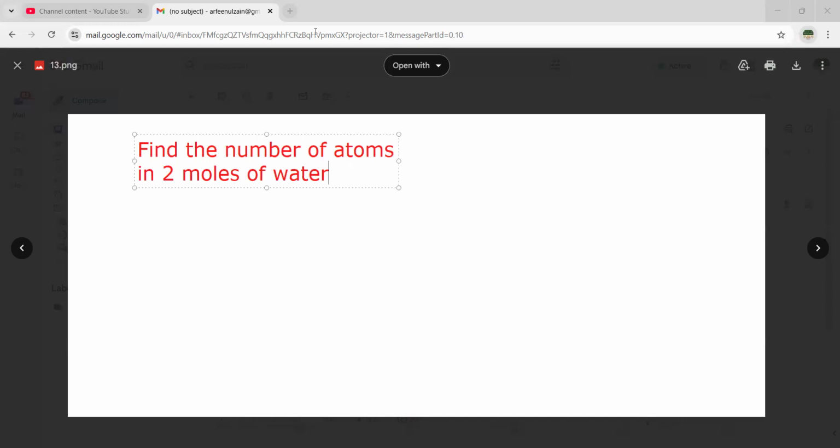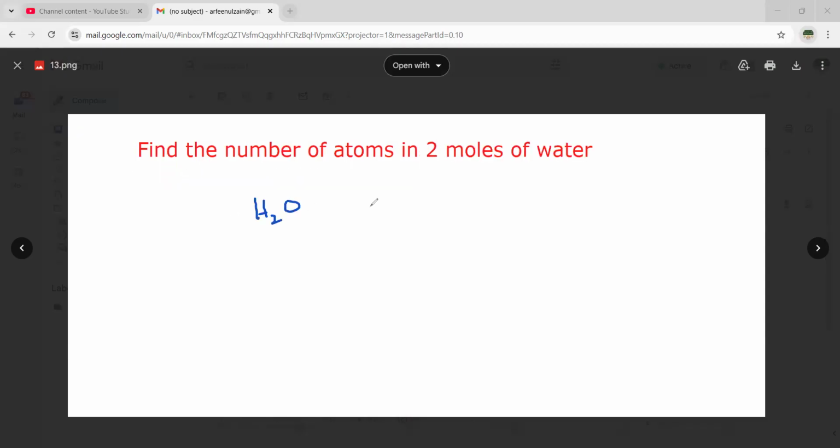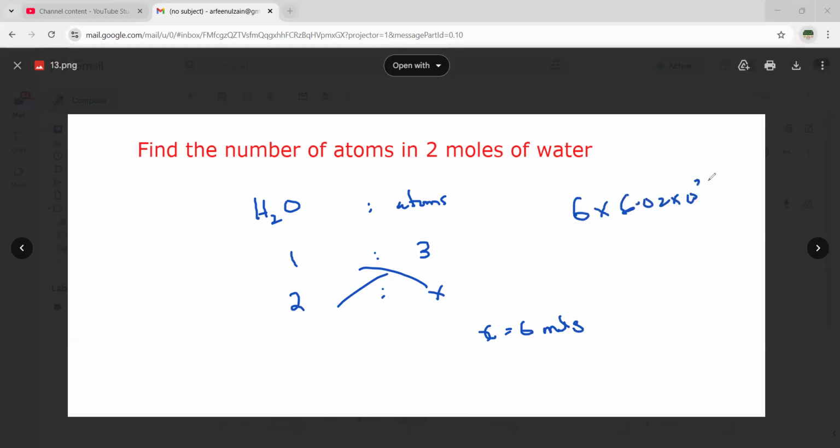First I will write a formula for water. Water is H2O. How many atoms are present in one molecule? 2 hydrogen and 1 oxygen, so there are 3 atoms. If I have 2 moles of water, how many moles of atoms are there? X. Cross multiply. I will get 6 moles of atoms. And then if I need the total number of atoms, 6 moles multiplied by 6.02 × 10^23 will give us the total number of atoms present in the water.